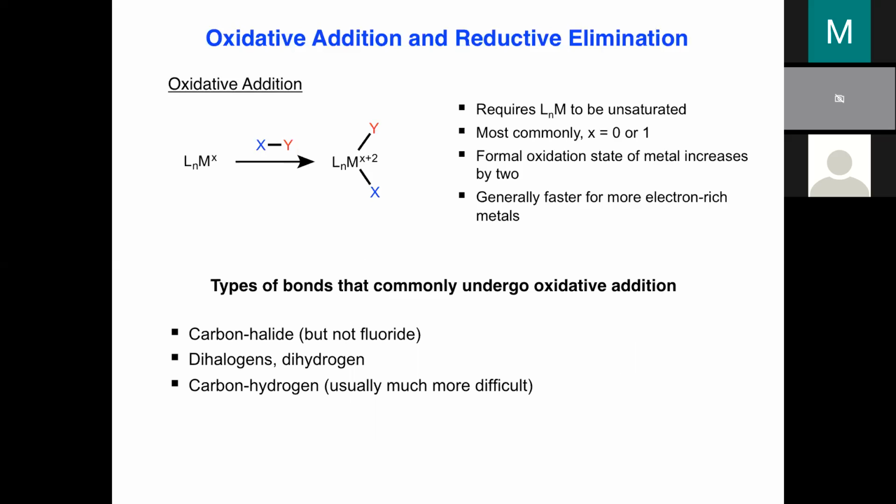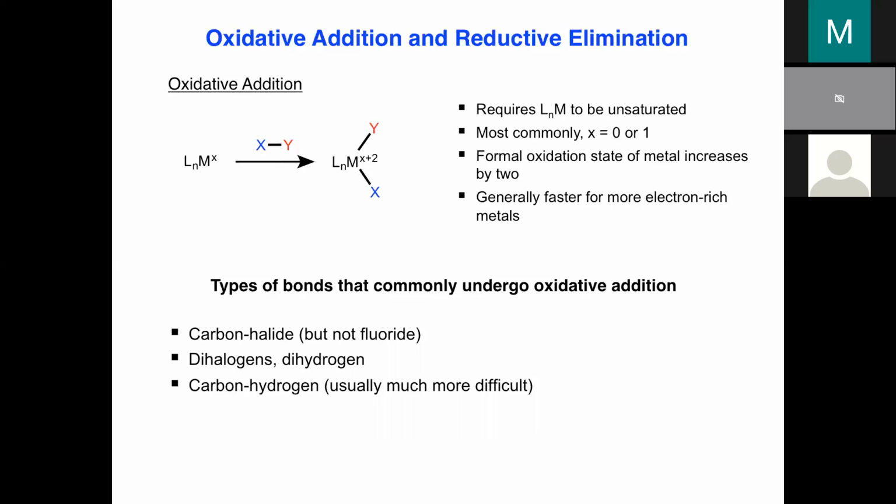So for the types of bonds that will undergo oxidative addition, you need to think about the thermodynamics here. You're going to break this XY bond and form two new bonds to X and Y. And so the types of bonds that are prone to undergo oxidative addition are likely going to be those where you have a weaker XY bond and can form relatively strong MX and MY bonds.